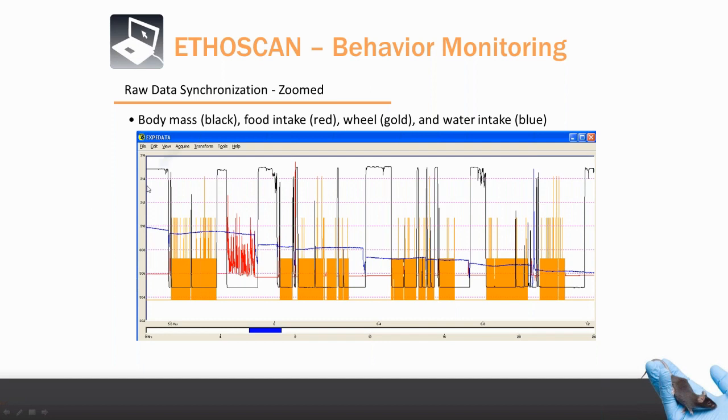So let's start off over here. The animal is in the body mass habitat. It takes a drink of water, gets out of the habitat, takes a drink of water, gets onto the running wheel, gets back into the body mass habitat, eats. You can see the reduction in the hopper mass there in the red trace, really obvious.